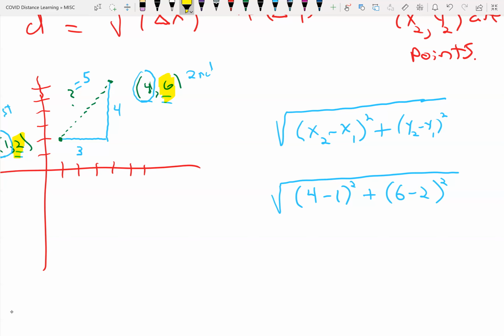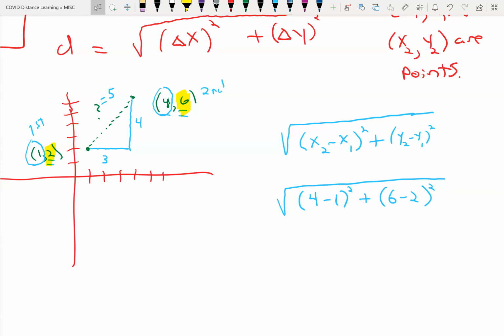Okay, thank y'all very much. All right, now I'm just going to do a little math. What's 4 minus 1? 3. And that's going to be squared. I'm not going to square it yet. I'm just going to write it like that. 4 minus 1 is 3. We have 3 squared. Plus, what's 6 minus 2? 4. We have 4 squared, and we're going to take the square root of that. I'm just going to leave it here for a second. 3 squared plus 4 squared, the square root.